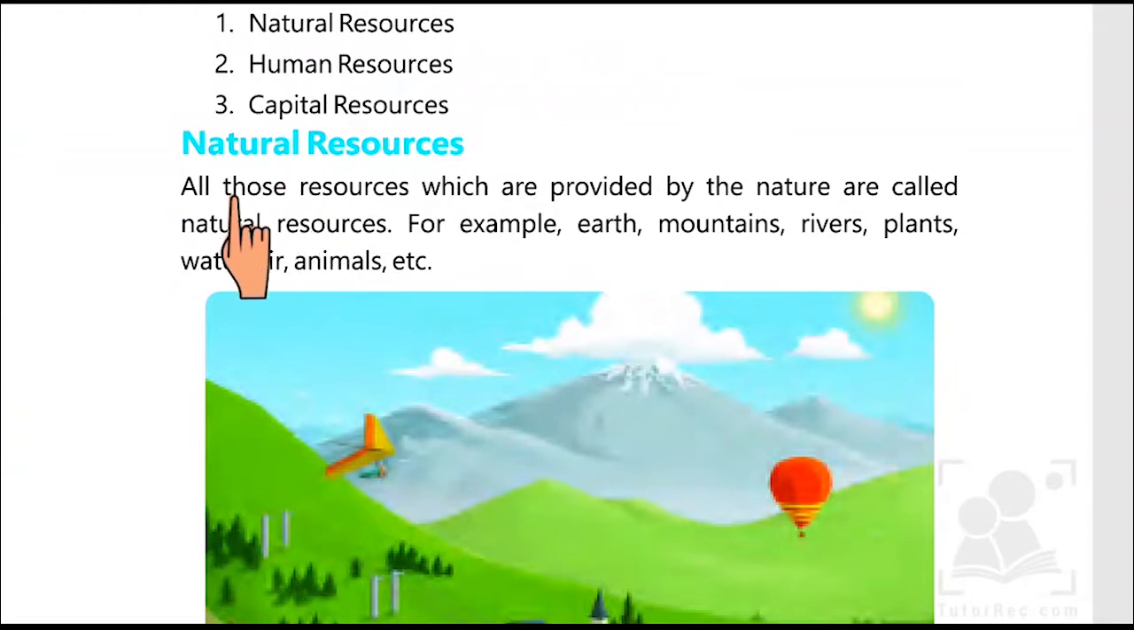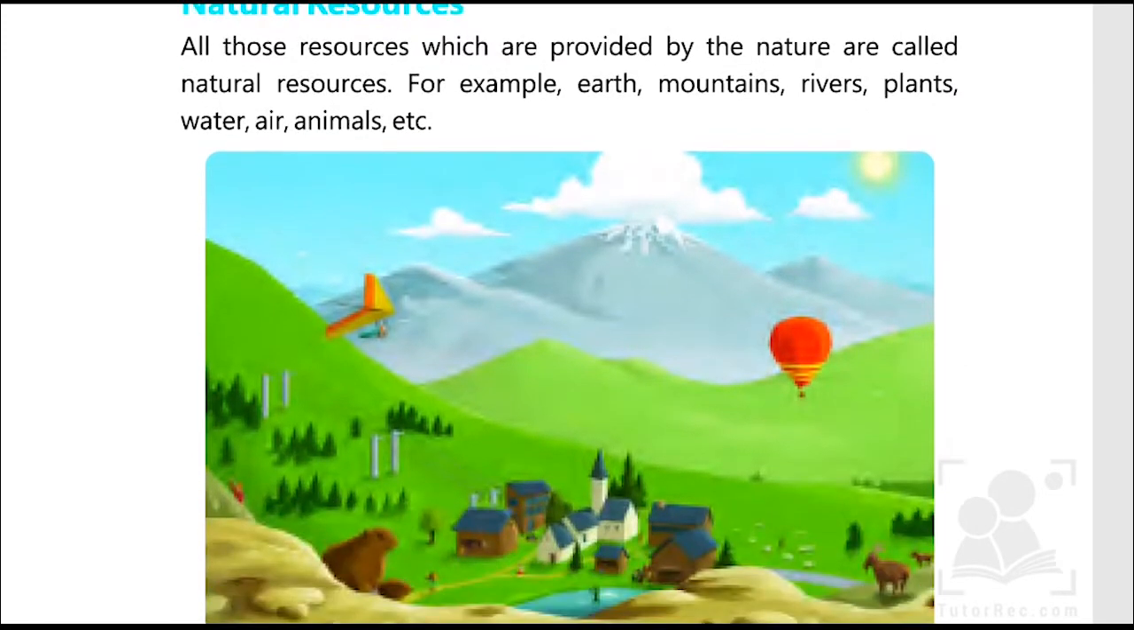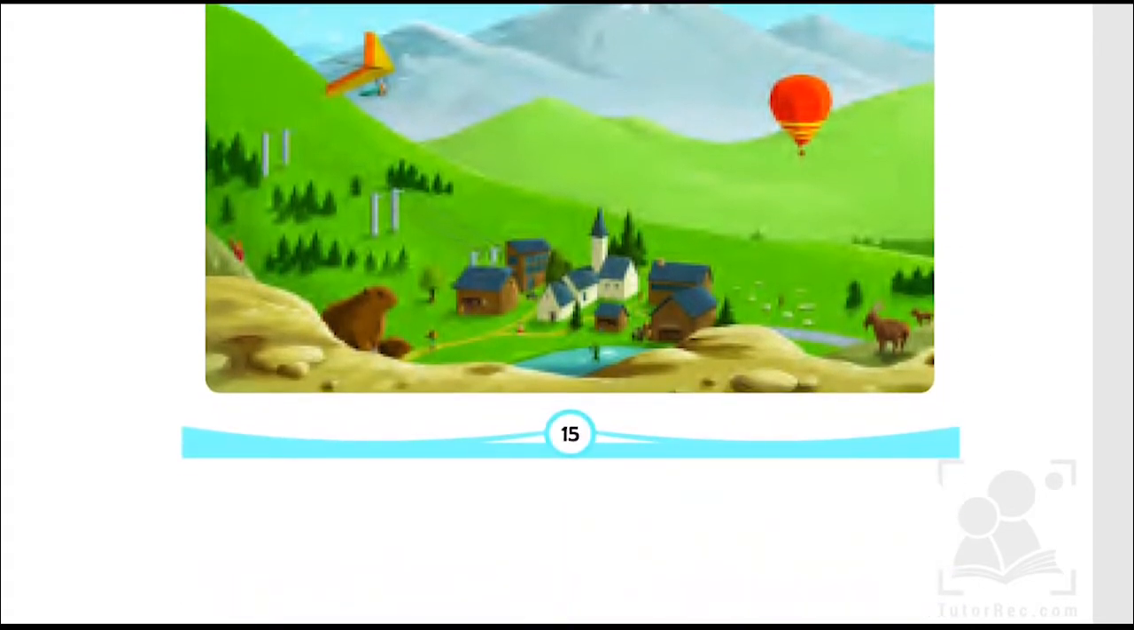Natural resources. All those resources which are provided by nature are called natural resources. For example, earth, mountains, rivers, plants, water, air, animals, etc. So all those things provided to us by nature are called natural resources, such as the planet Earth we live on, the mountains, the rivers, the water, air, fruits, vegetables, and all these things are natural resources.